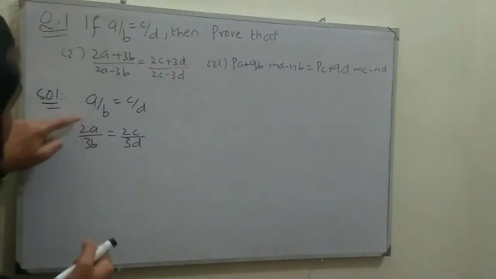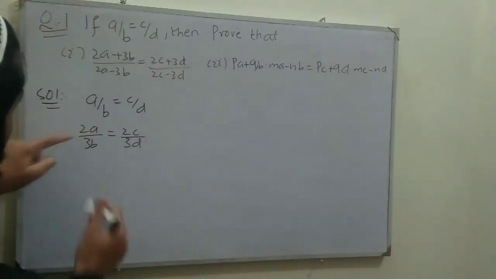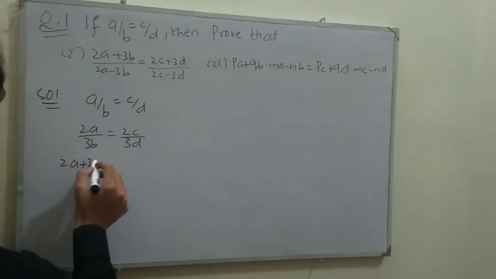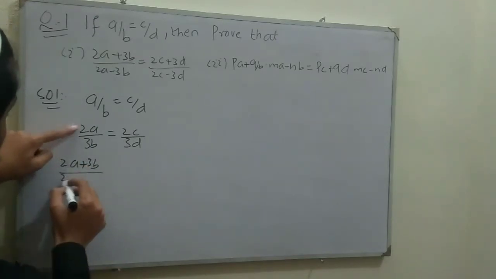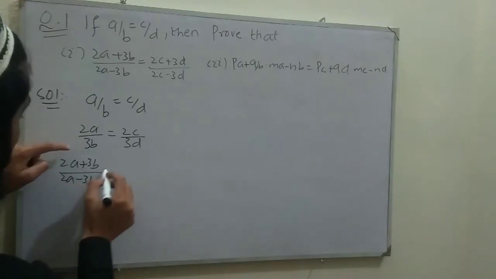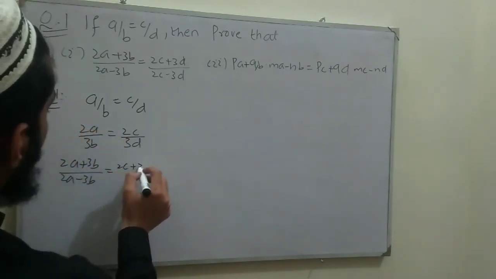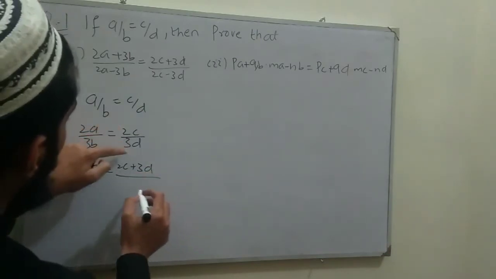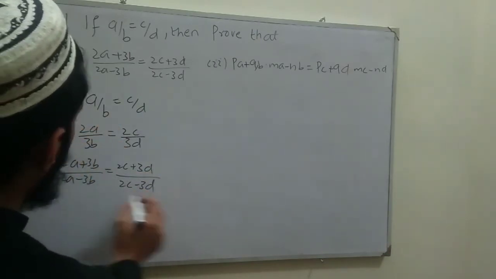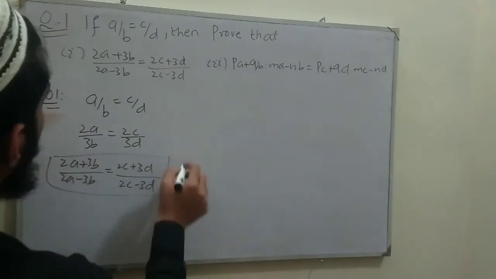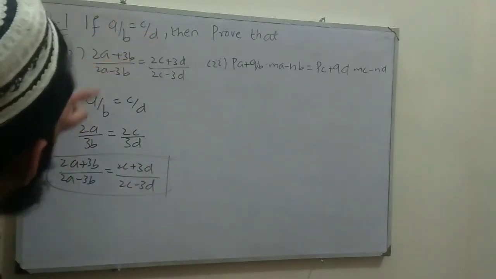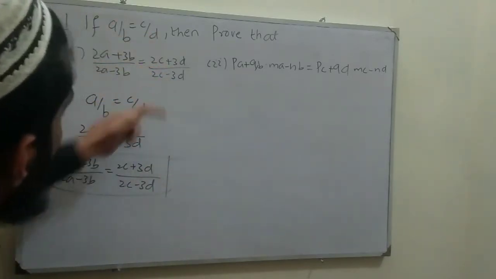Applying this, let's suppose this is A, this is B, so A plus B divided by A minus B, using the same componendo dividendo property. A plus B, so 2C plus 3D divided by A minus B, 2C minus 3D. So we proved that A by B is equal to C by D is equal to (2A plus 3B) over (2A minus 3B) is equal to (2C plus 3D) over (2C minus 3D).